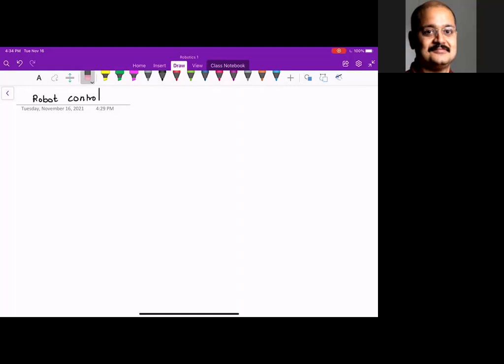So when you talk about control, there is open loop control. So you have input, and you have a robot, also called the plant, or this is actually the robot. And then you have output. This is called open loop control.